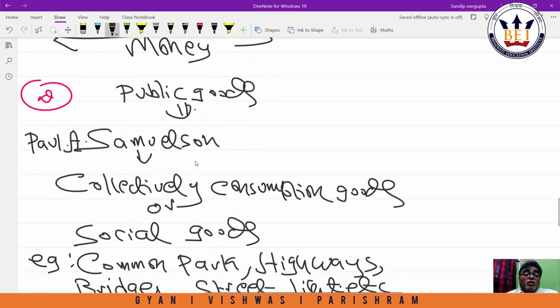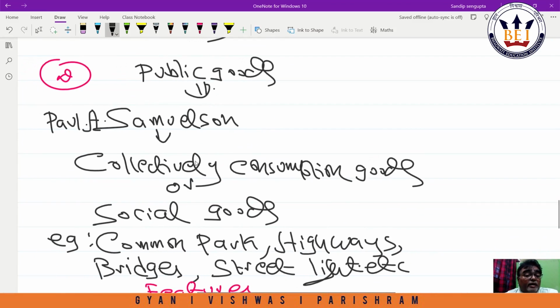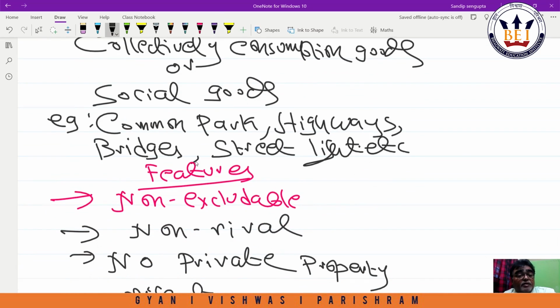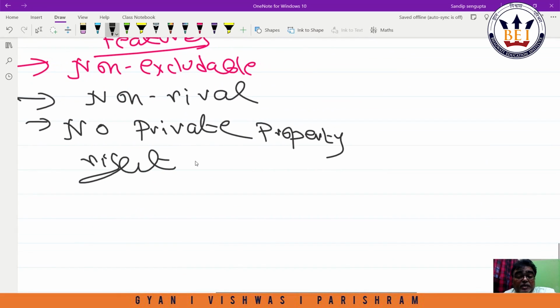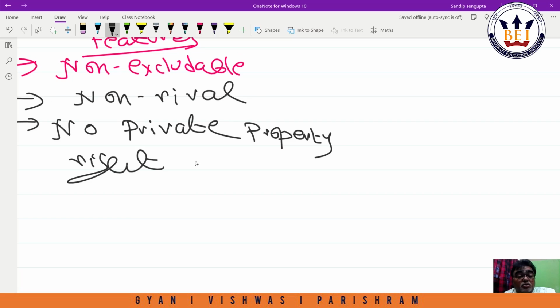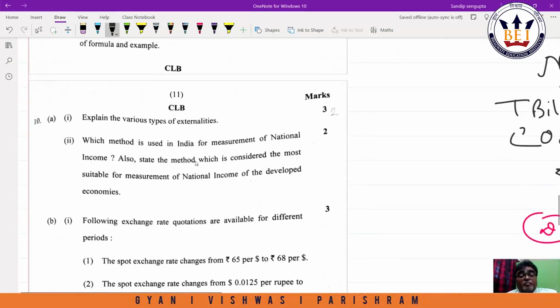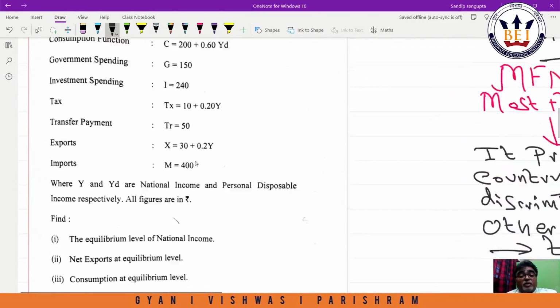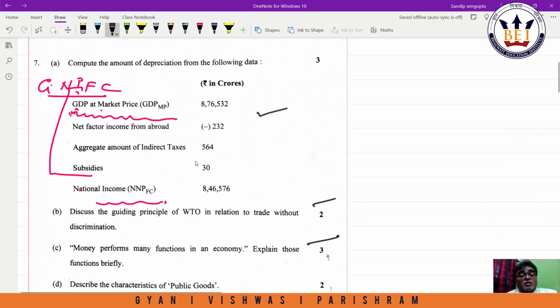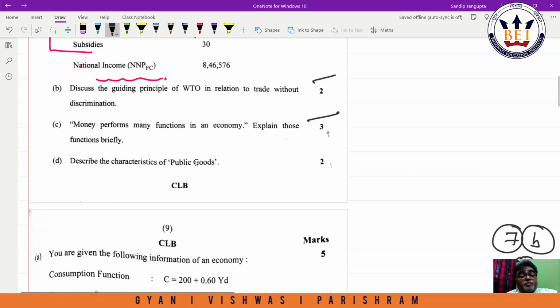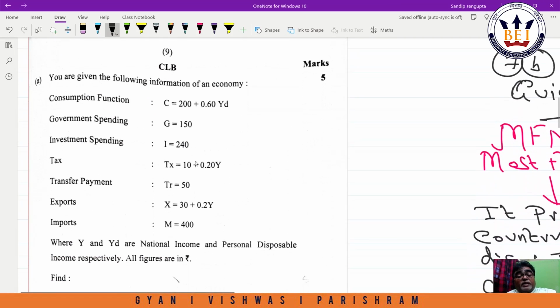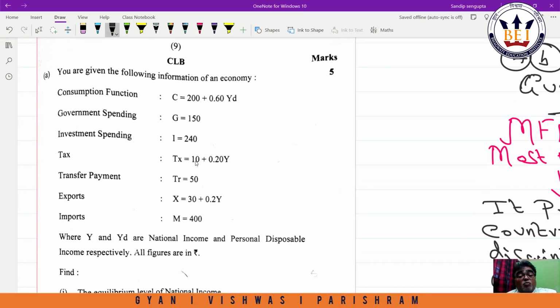So first, how to frame this question? Given by Professor Samuelson, two alternate names: collective consumption goods or social goods. Example, features: non-excludable, meaning if one uses, another can use; non-rival; no private property right. So the compulsory portion, that is 7 A, B, C, D, 10 marks, we are through. Now I'm switching to question number 8.